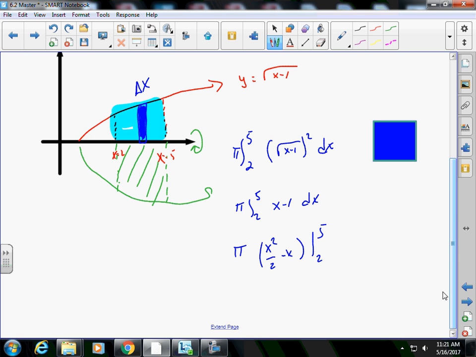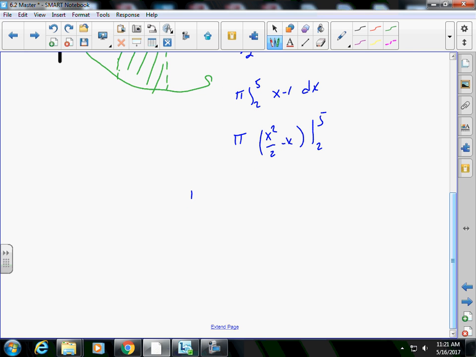I'm going to substitute my values as I evaluate it, that is. 5 squared over 2 minus 5, subtract 2 squared over 2 minus 2. When I'm done calculating it, I should get 15 pi over 2. 15 pi over 2. So that was a very simple one.